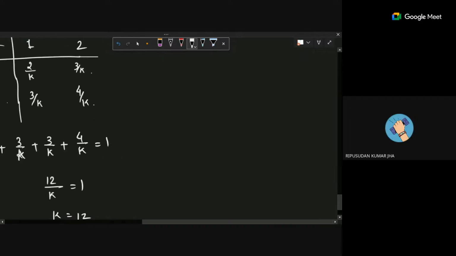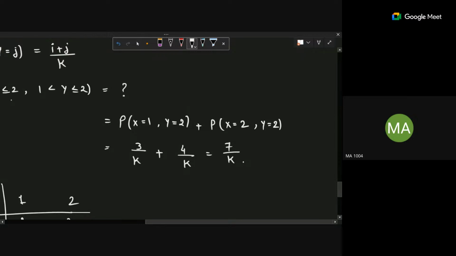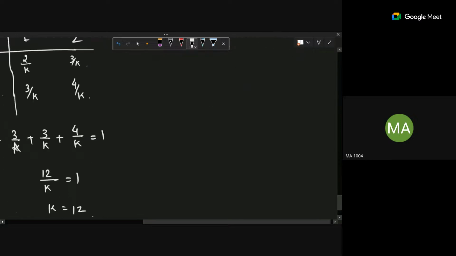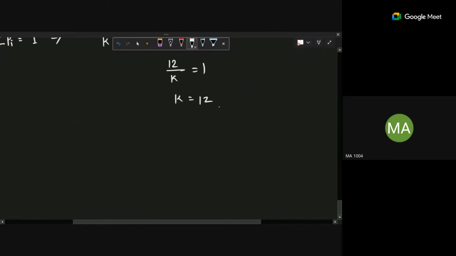Okay. So if k is 12, that means the required probability, which is 7 by k, is 7 by 12. That's it. So this kind of question, if they are in exam, will save your time, right?